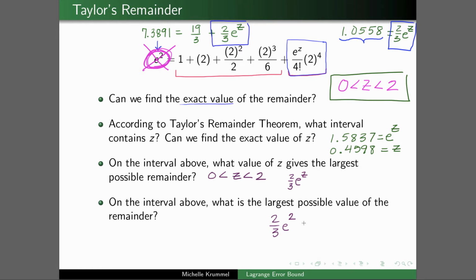And if we use our calculator to approximate that, we get 4.926, which hopefully doesn't sit very well with you, because the way we're getting 4.926 again is to go to the calculator to compute e squared, and e squared is what we were trying to approximate to begin with. In practice, we're not going to try and compute the actual value of z. Instead, what we're going to do is, on our interval for z, figure out what is the largest possible value of the remainder, and use that as an upper bound for our error.